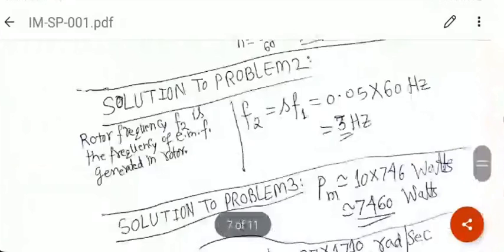It turns out to be 3 Hertz. In many books, they don't call it F2, they call it FR or F rotor. And instead of F1, they call it FS or F stator. So that's okay with me.